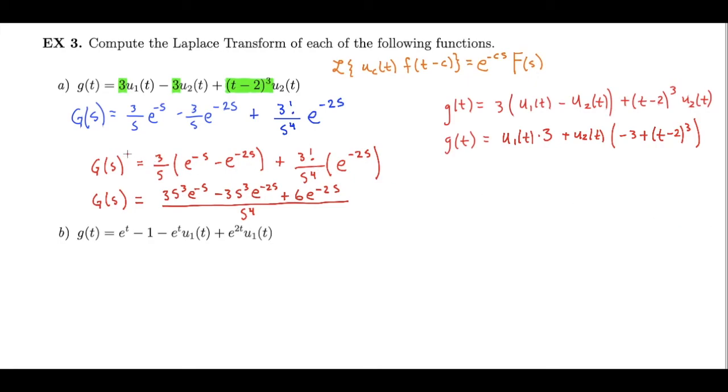And then here I've written a couple of equivalent forms of capital G, just to reiterate that this transform could be presented in any number of different forms algebraically. Anyways, let's move on to part B.